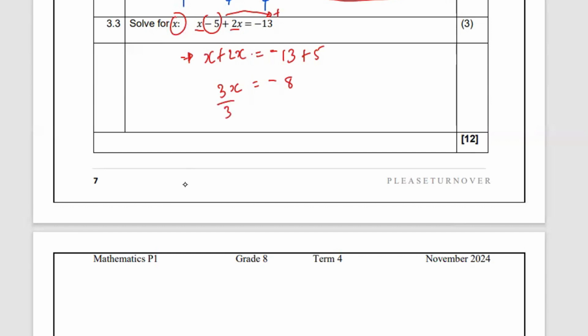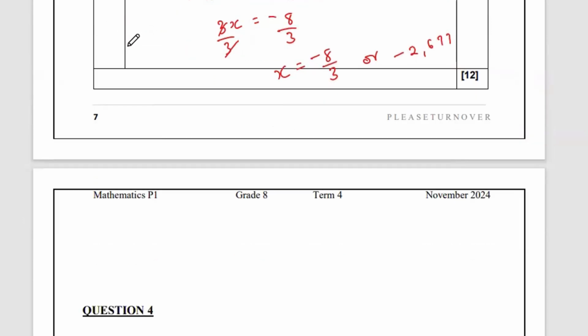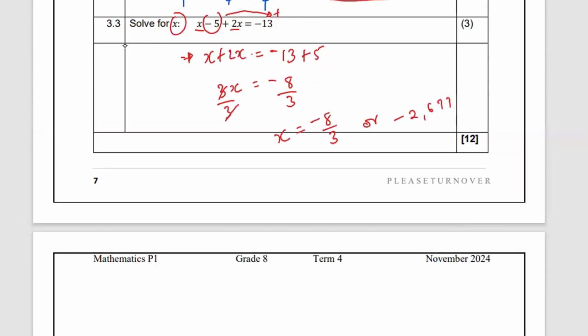So I'll divide by 3. I'll divide by 3. So my x becomes negative 8 over 3. Alternatively, you can write it as negative 2.667. All right, so that is 3.3. But we would prefer if you left it as this type of fraction.